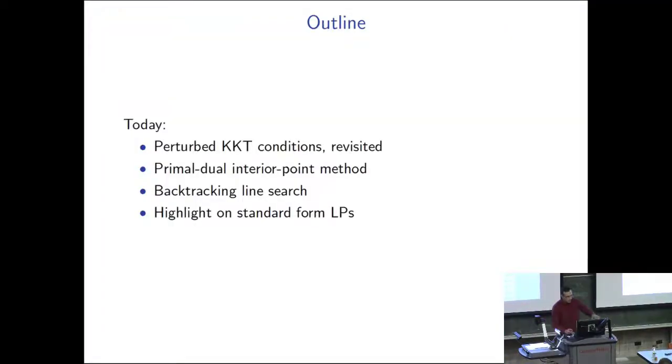Today we're going to talk about the primal dual interior point method. We're going to motivate it from the perturbed KKT conditions, which was an alternative way of viewing the barrier method. Turns out that you can view this construction in a completely alternative way, which we touched upon last time. Then we'll talk about the method in detail. We'll talk about backtracking, and we're going to end with a discussion of standard form LPs because this was historically the problem people cared about when this methodology was being invented.